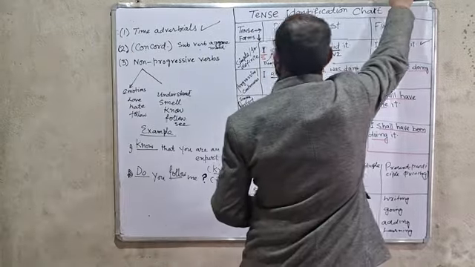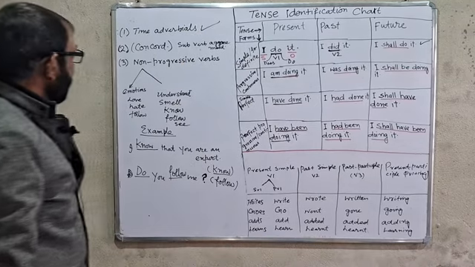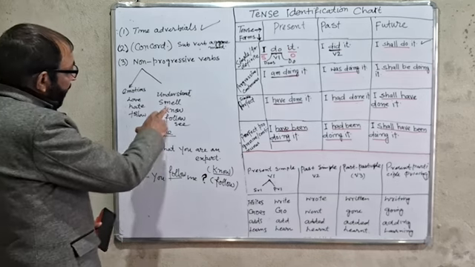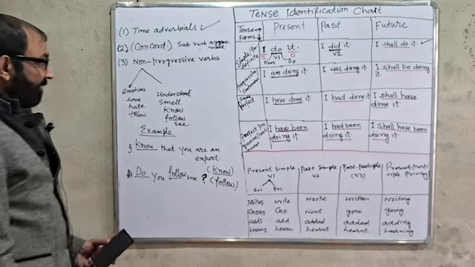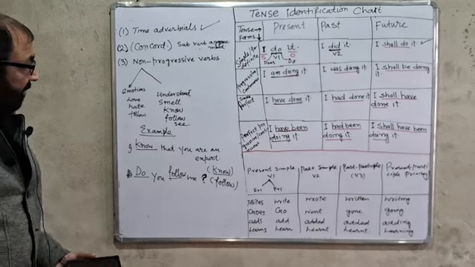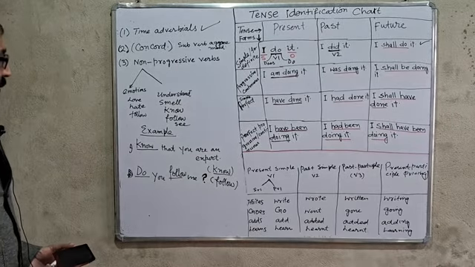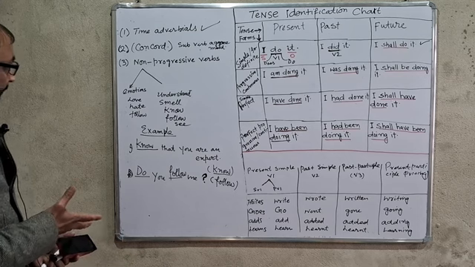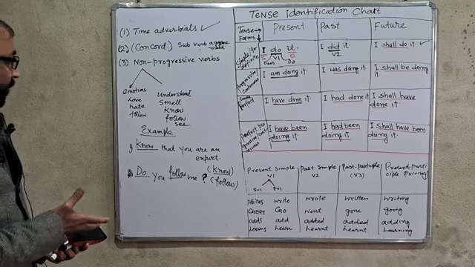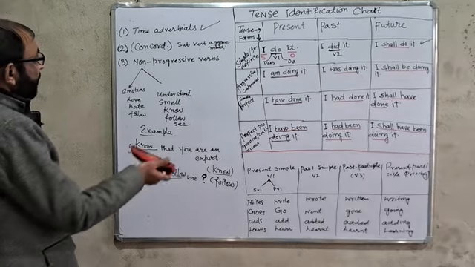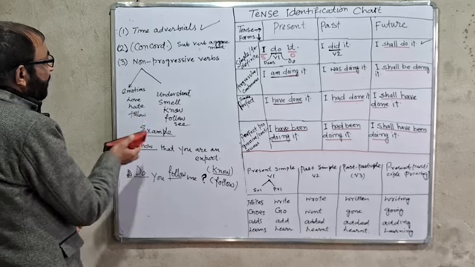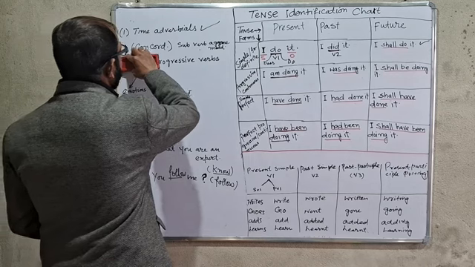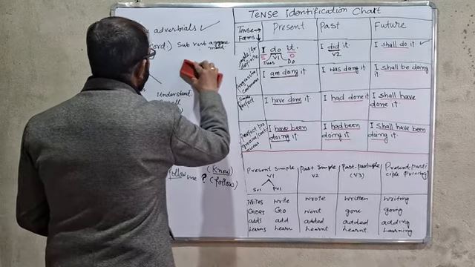That was something about non-progressive verbs. Non-progressive verbs are always used in simple forms. I smell something wrong, not I am smelling something wrong. I know who you are. I love you, not I am loving you. I hate you, not I am hating you. I follow you, not I am following you. That was something about non-progressive verbs. These verbs should always go with simple tense, not in continuous forms.